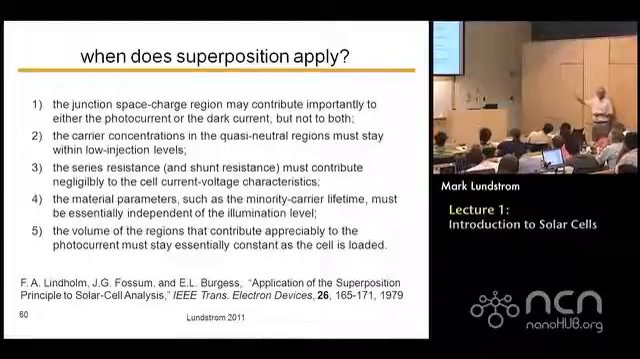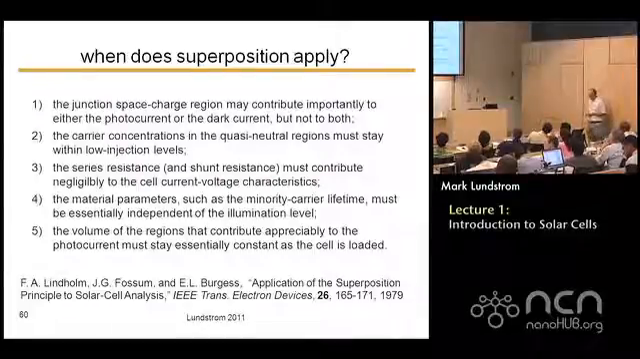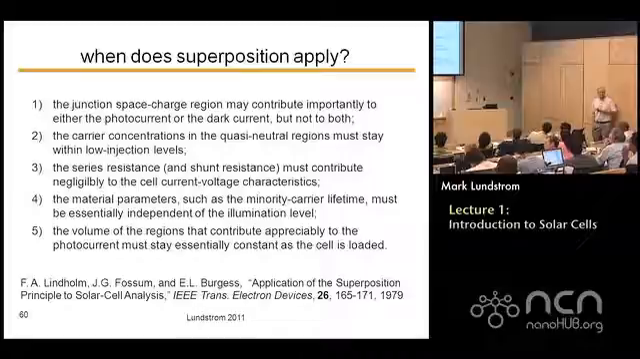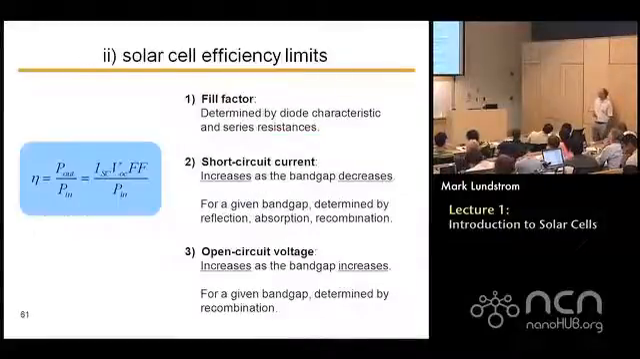There have been a few papers about this. I haven't been able to boil it down to a one-line explanation. They can establish some conditions under which, if these conditions hold, you can expect to see superposition. But there are many solar cells, especially thin film solar cells that contain more defects than high-quality crystalline silicon, for which superposition does not apply.